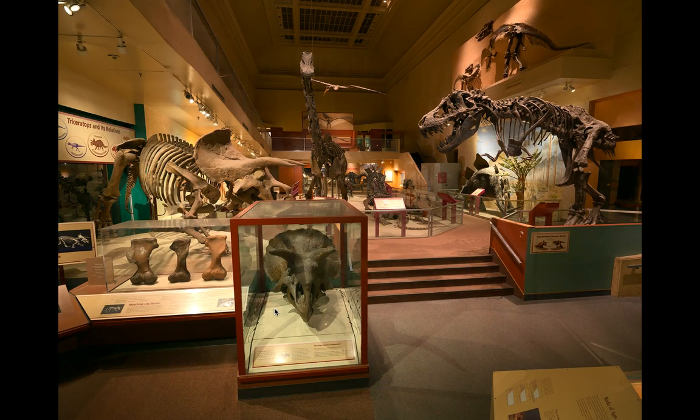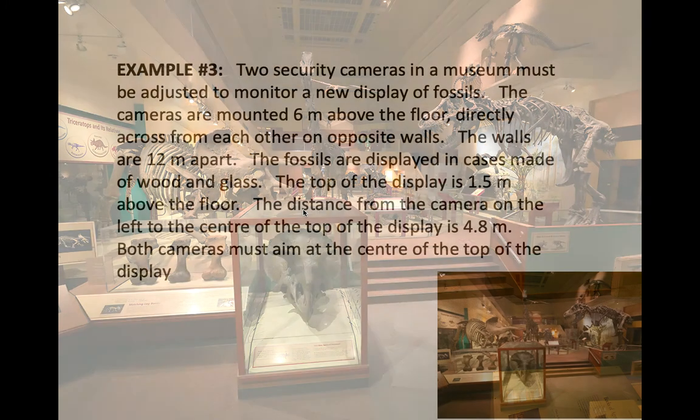The last one we're going to do is a question about some security lights like these ones that are mounted on opposite walls of a museum. And what we're looking at is these lights are going to be angling down to shine on top of this display case. So one's coming down and shining right in the middle, the other one's coming down and shining right in the middle. And let's take a look.